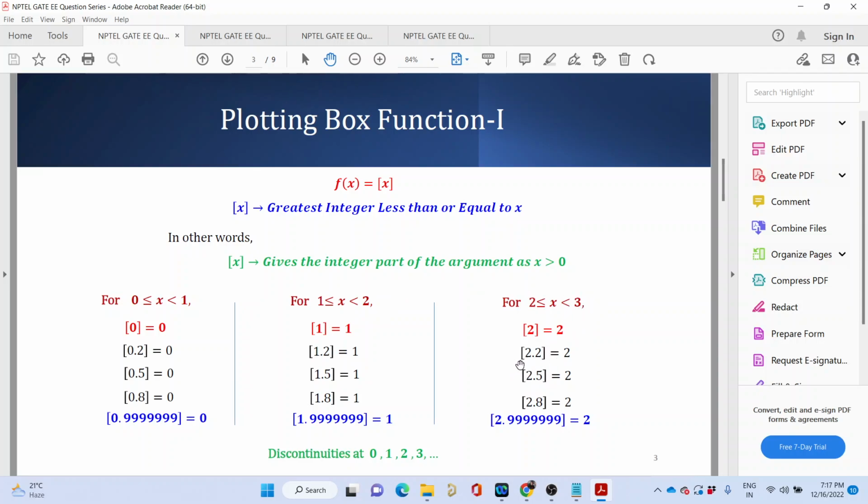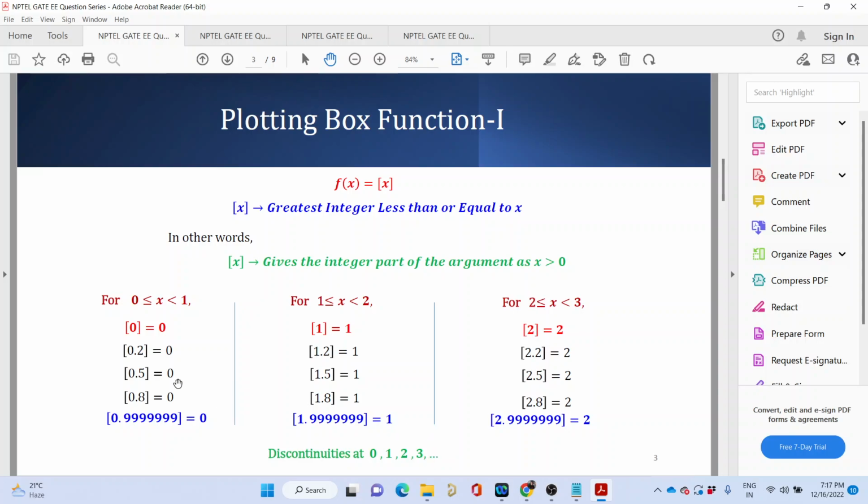So if you conduct the operation at 2.2, there are several integers which are less than 2.2: 2 is less than 2.2, 1 is less than 2.2, 0 is less than 2.2. But the greatest integer which is less than 2.2 would be 2. So we are getting 2. Similarly, box of 2.5 will also give you 2. Box of 2.8 is also going to give you 2. And if you take a value very close to 3 but less than 3, you are also going to get a value of 2. And if you take a value slightly greater than 3, you are going to get a value 3. So there is another discontinuity at 3. So you find discontinuities at all these integer points.